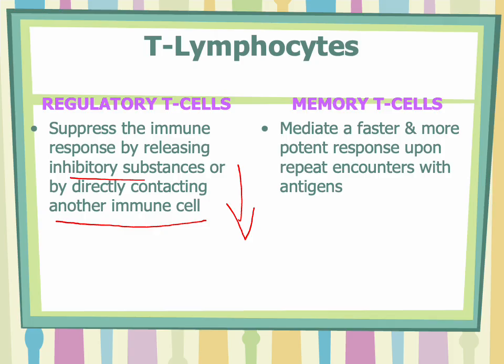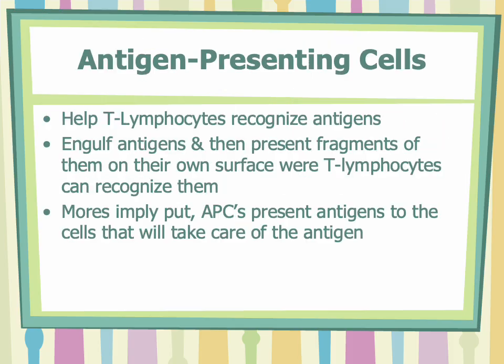Okay? And then the memory T cells, they mediate a faster and more potent response upon repeat encounters. I saw you once, now I know what to do next time, so I'm more effective. All right, so APC or antigen presenting cells, they help T lymphocytes to recognize antigens, they engulf those antigens, and then present them to the T lymphocytes so in the future they can see them. All right?